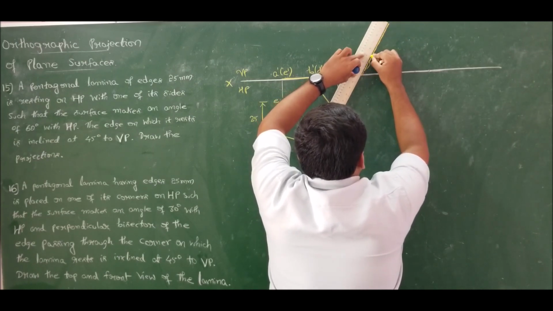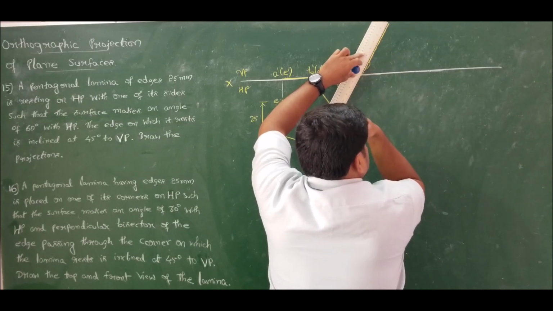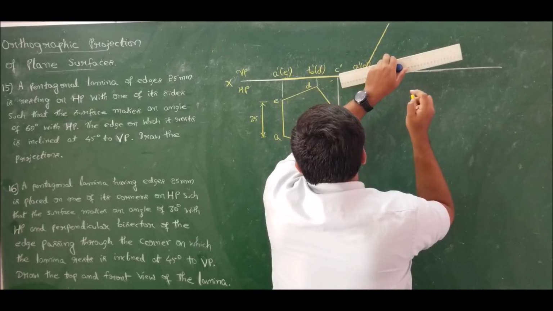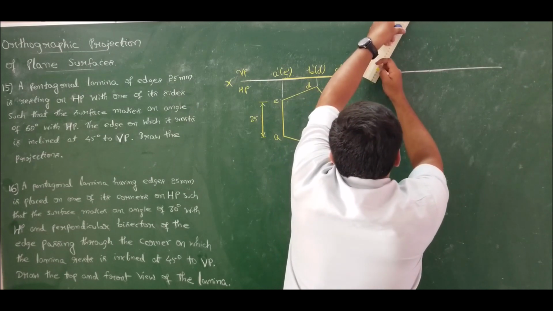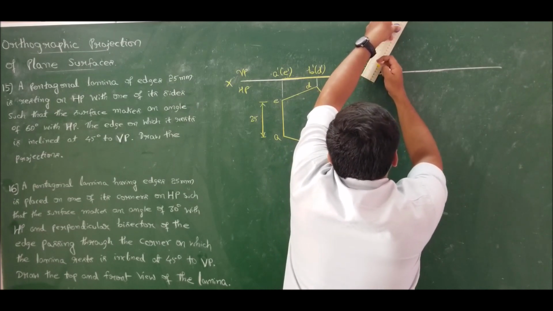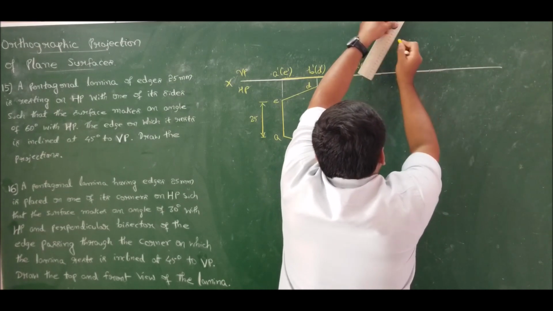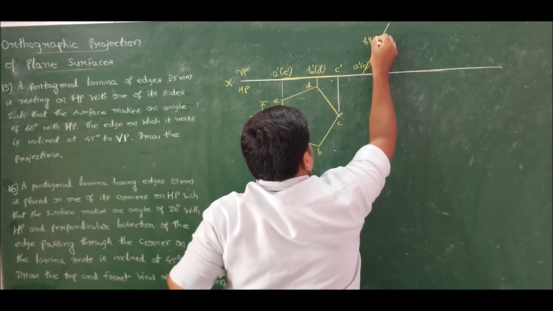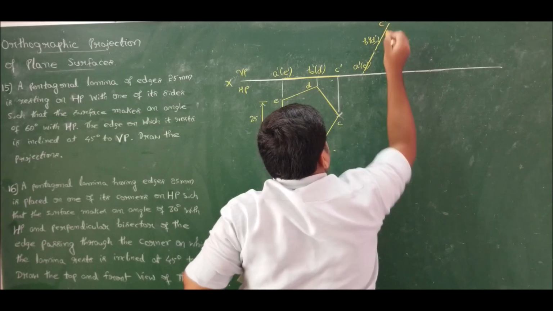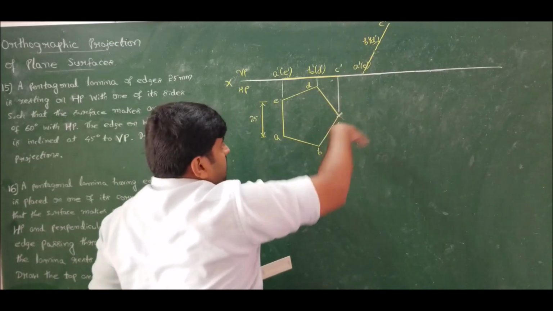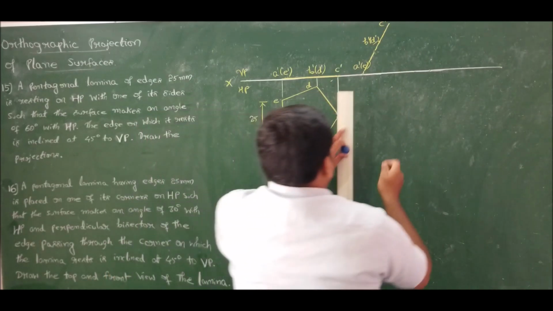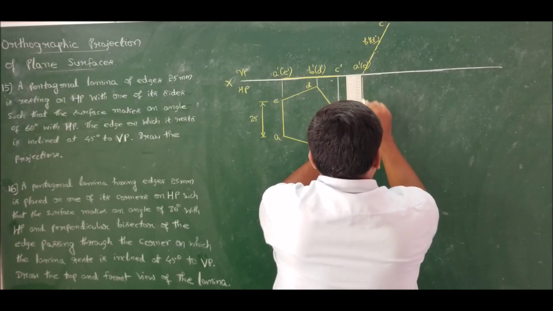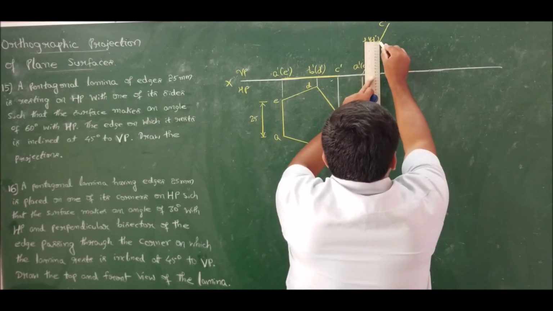Also transfer points B dash, D dash, which I have already measured. So I have transferred B dash, D dash, and this is C dash. Now take vertical and horizontal projections and complete the sketch.